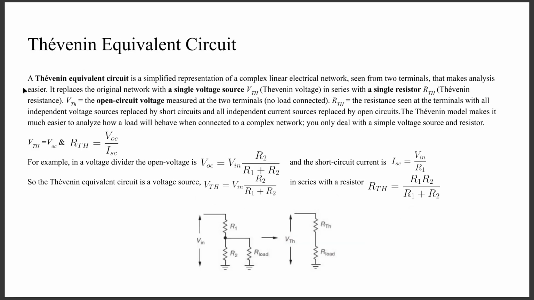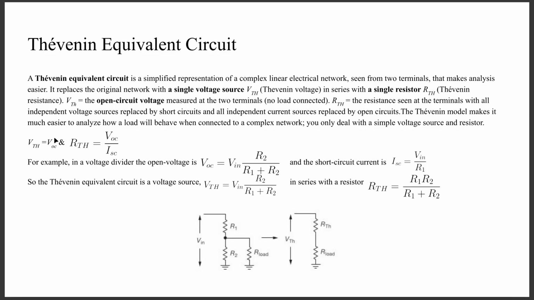The Thevenin equivalent circuit. A Thevenin equivalent circuit is a simplified representation of a complex linear electrical network seen from two terminals that makes analysis easier. It replaces the original network with a single voltage source in series with a single resistor R Thevenin. V Thevenin is equal to the open circuit voltage measured at two terminals with no load connected, and R Thevenin is the resistance seen at the terminals with all independent voltage sources replaced by short circuits and all independent current sources replaced by open circuits.